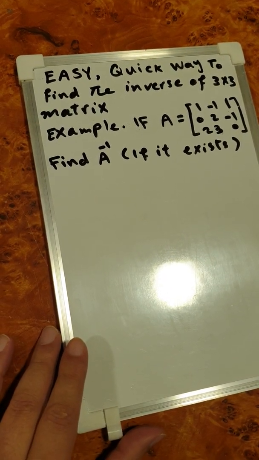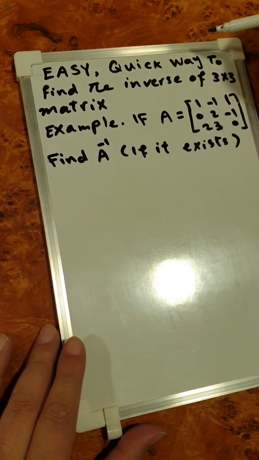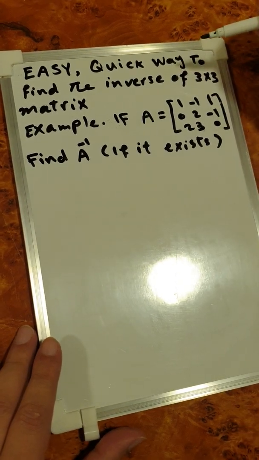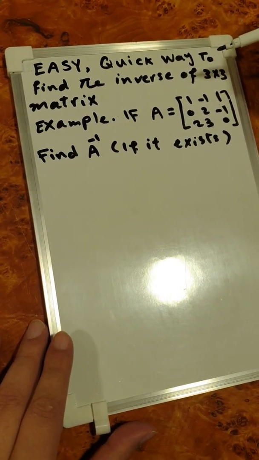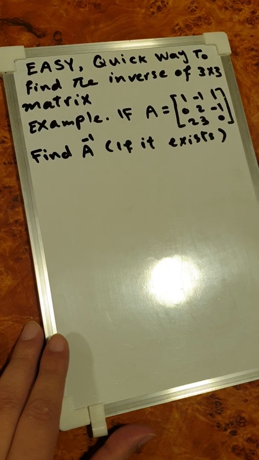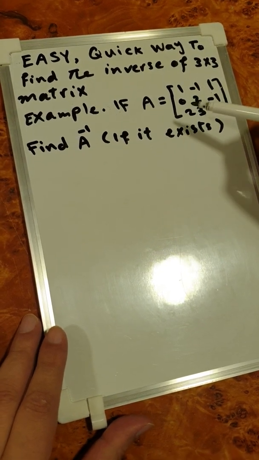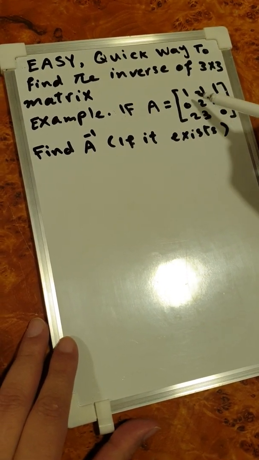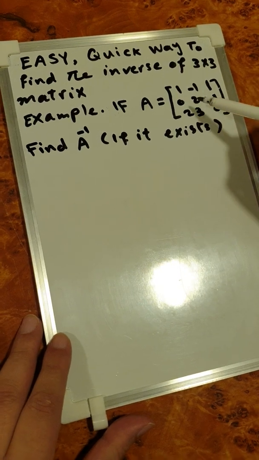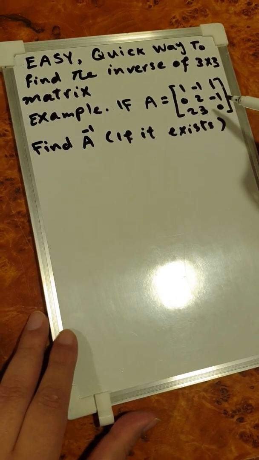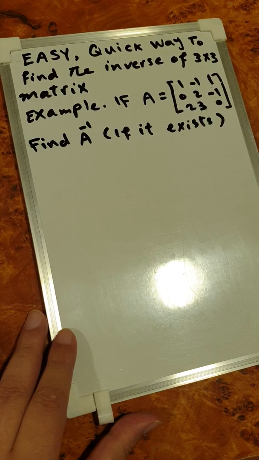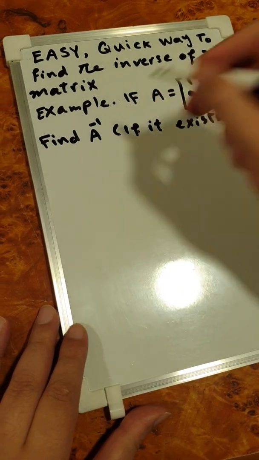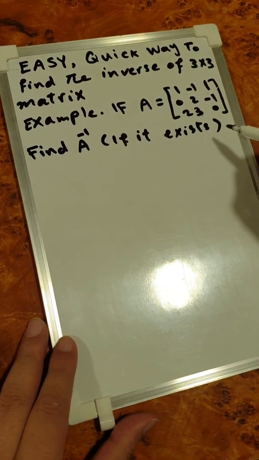Bismillahirrahmanirrahim. Today we will discuss an easy and quick way to find the matrix inverse of a 3 by 3 matrix. For example, if we have this 3 by 3 matrix, A equals [1, -1, 1; 0, 2, -1; 2, 3, 0]. Find the inverse of the matrix A if it exists.